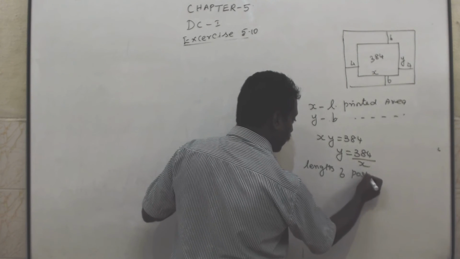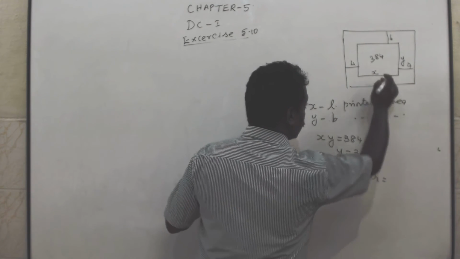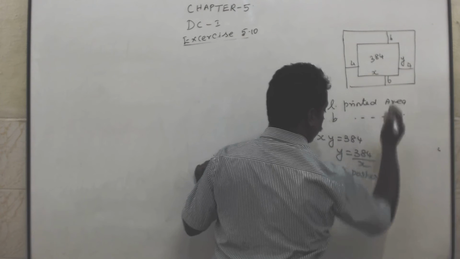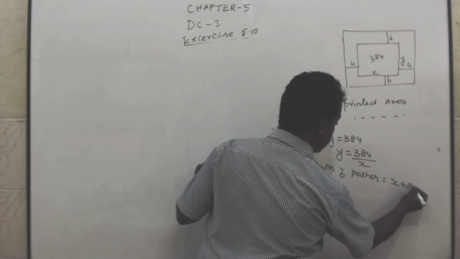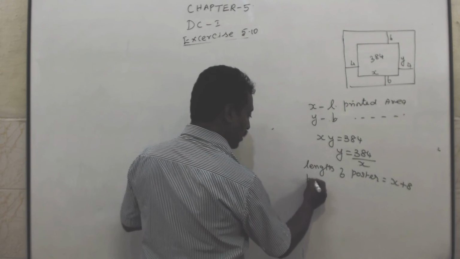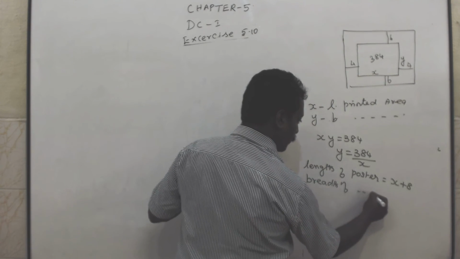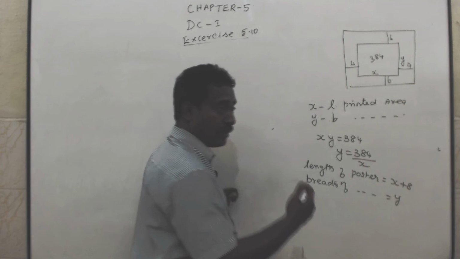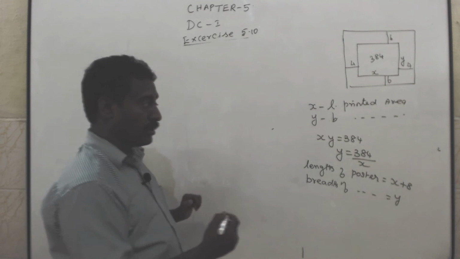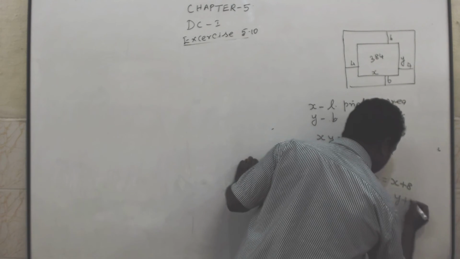Length of poster: here there is x, here a 4, there a 4, so x plus 8. Breadth of poster: y, top 6, bottom 6, y plus 6 plus 6, that is y plus 12.